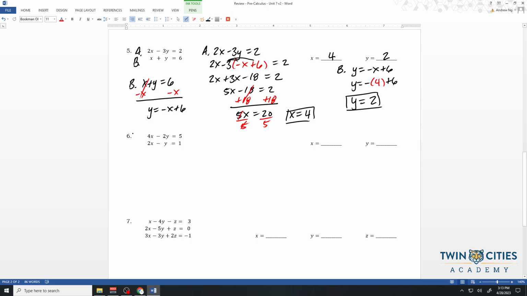Okay, for number 6, I've got 4x minus 2y equals 5, and for equation B, 2x minus y equals 1. Let's try to get rid of the x's. Let's multiply B by 2. So this will be A and then 2B. A will stay the same: 4x minus 2y is equal to 5. For B, this is 4x minus 2y is equal to 2.